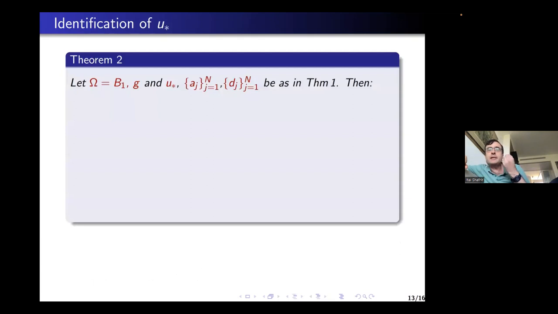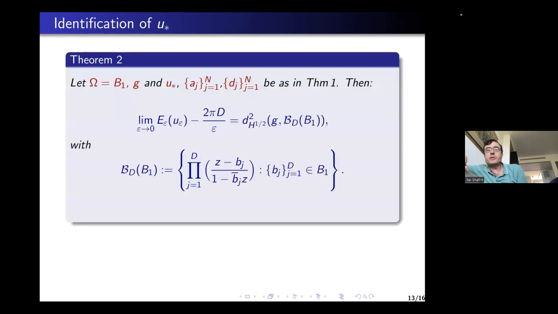Now, the main question that remains is identification of u star. And this is stated in theorem 2. So the setting is as before. We already know that there is a limit, and the limit has singularities at the points a_j, and the degrees are given by d_j. So the energy, we know, behaves like 2 pi d over epsilon plus O of 1. Now we are able to prescribe what is O of one. So what happens when we subtract 2 pi d over epsilon from the energy? What is the limit?